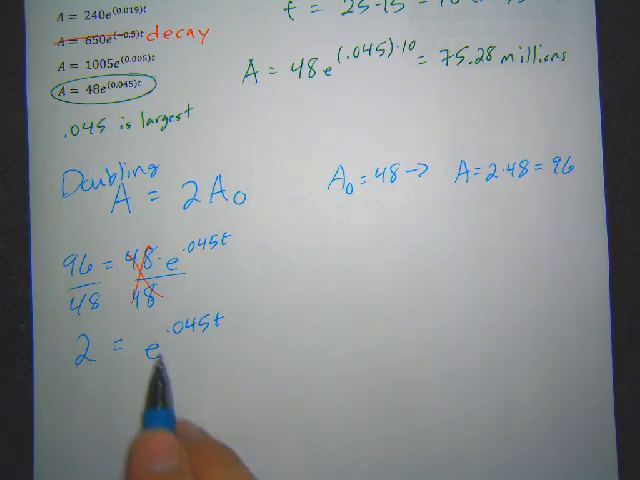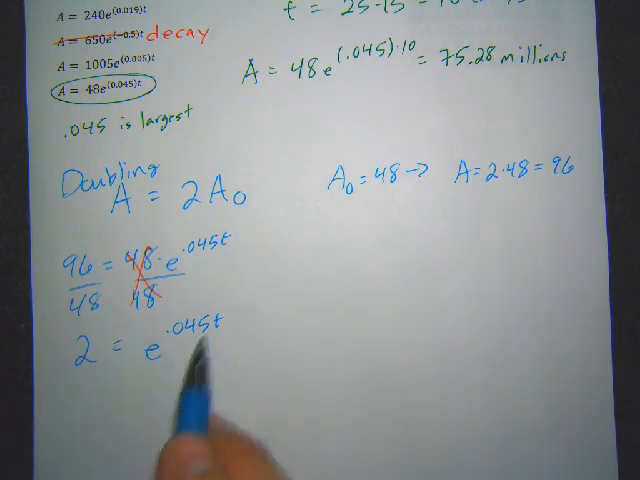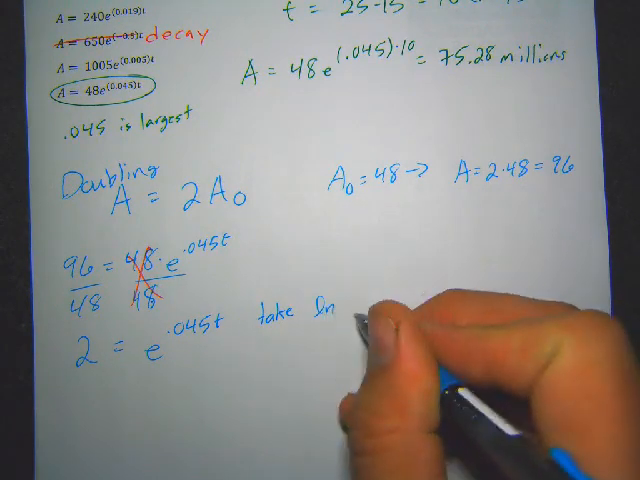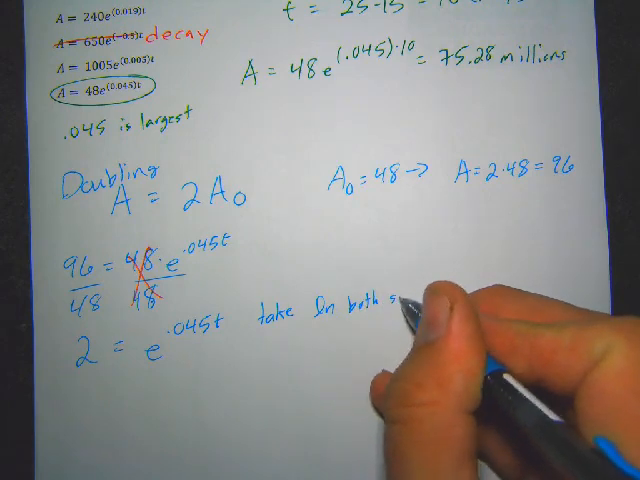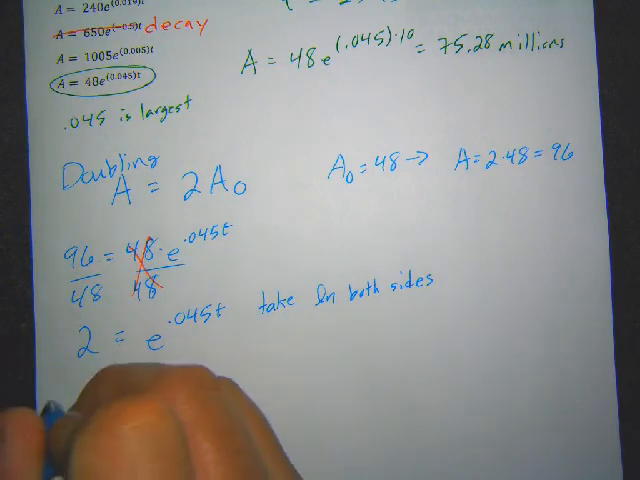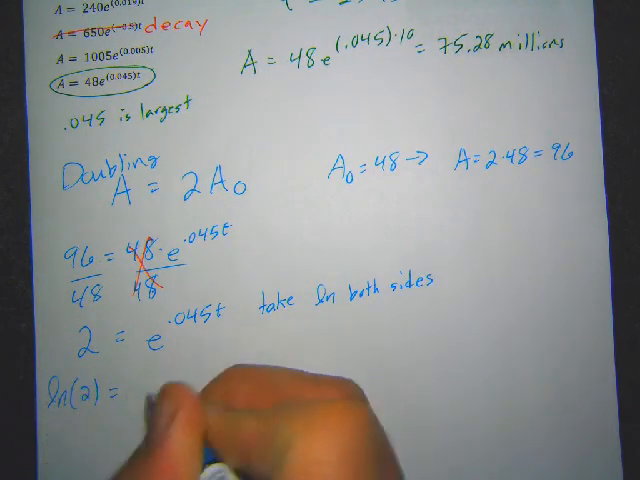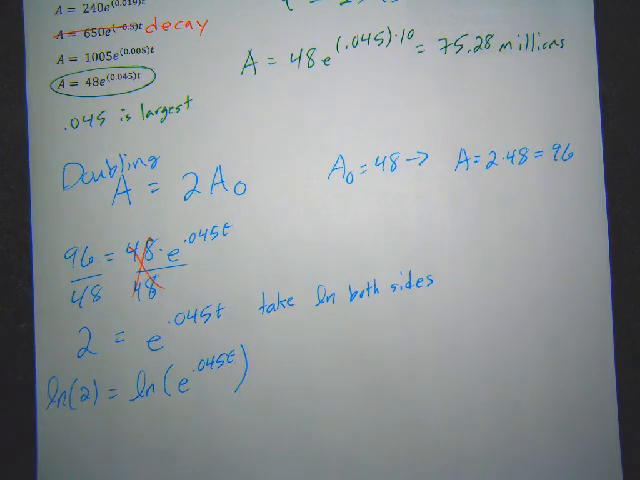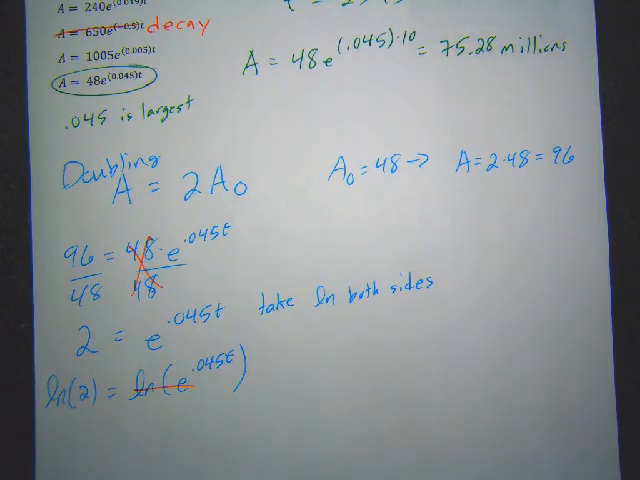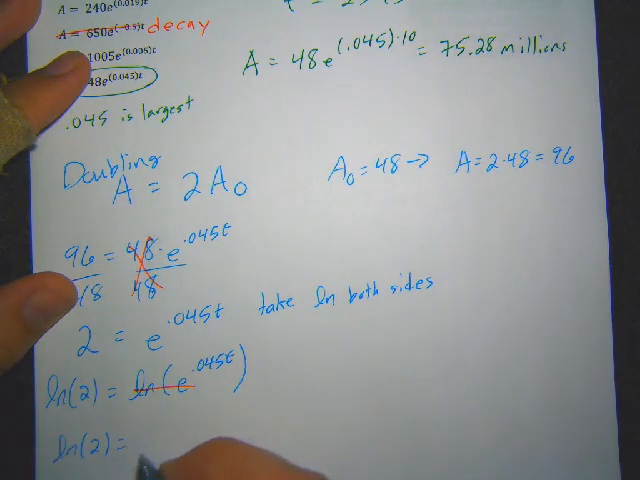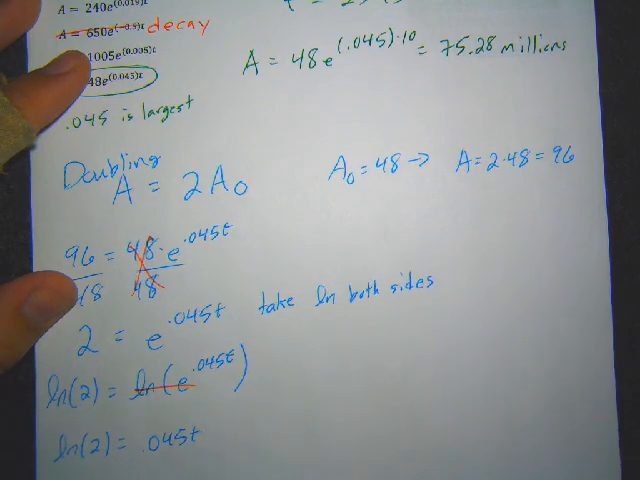Now, because it has e for a base, the way to get rid of this e and get this t out of the power is to take the natural log of both sides. We'll see that a lot today. We're going to do the natural log of both sides a ton because we're going to have a lot of problems with e's in them. And even if they don't have an e, that's usually the go-to method. So take natural log: natural log of 2 equals natural log of e to the 0.045 t. The natural log and the e cancel, so we're just left with natural log of 2 equals 0.045 t.